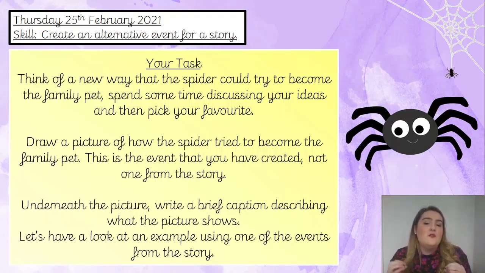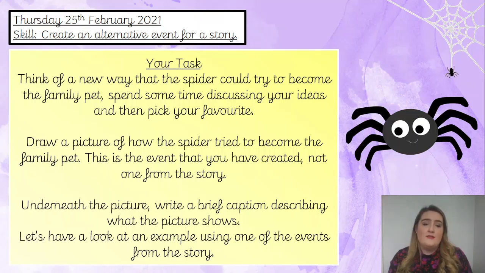And then once you've got a couple, I want you to pick your favourite idea that you are going to use today. Okay, so before you do anything else, you must have your idea of what the spider's going to do to show she is an amazing pet. Once you've done that, you are going to draw a picture of how the spider tried to become the family pet, so using your idea. And again, that's an event you've created, not one from the story. Okay. Underneath the picture, you're then going to write a short caption describing what the picture shows.